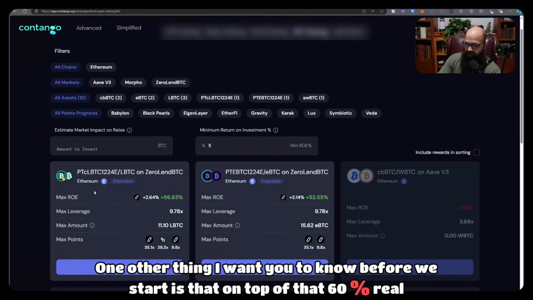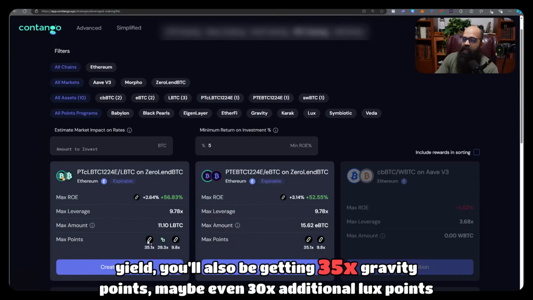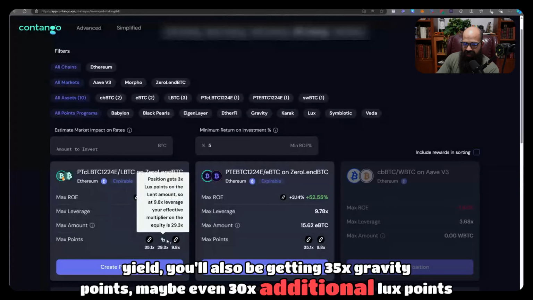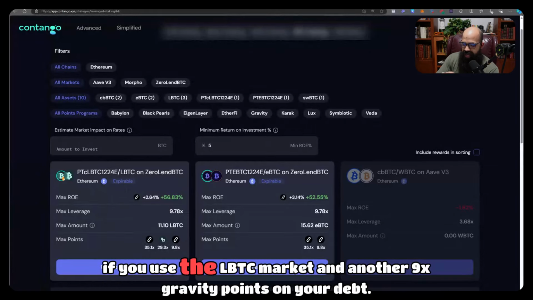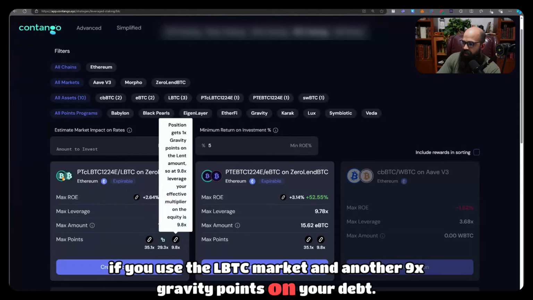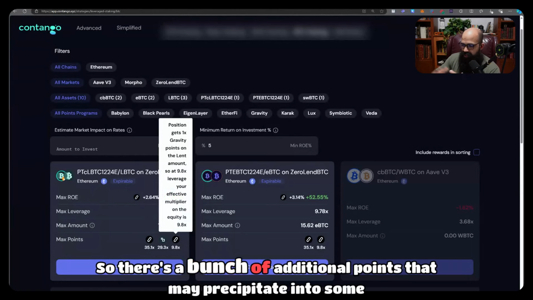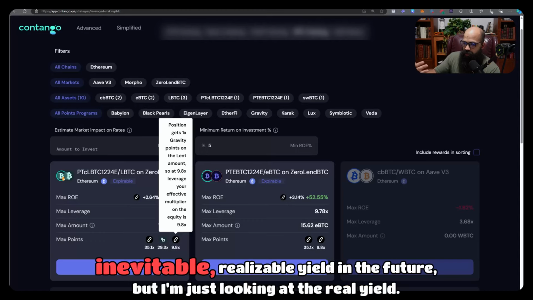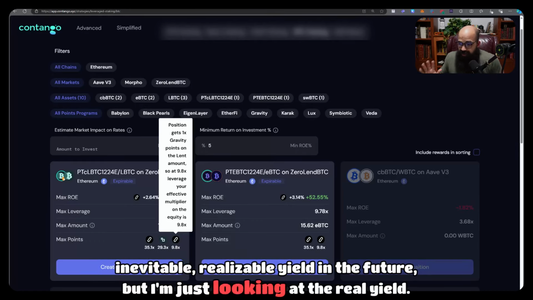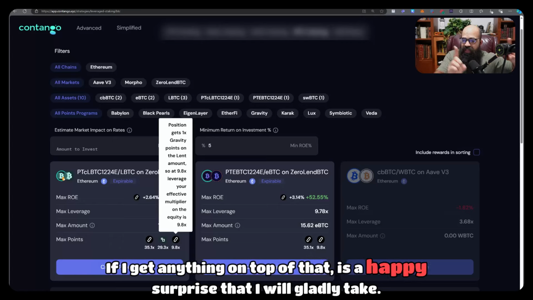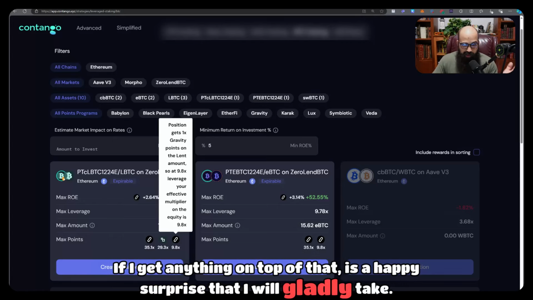One other thing I want you to know before we start is that on top of that 60% real yield, you'll also be getting 35x gravity points, maybe even 30x additional Lux points if you use the LBTC market, and another 9x gravity points on your debt. So there's a bunch of additional points that may precipitate into some inevitable realizable yield in the future, but I'm just looking at the real yield. So I'm looking at that 60%. If I get anything on top of that, that is a happy surprise that I will gladly take.